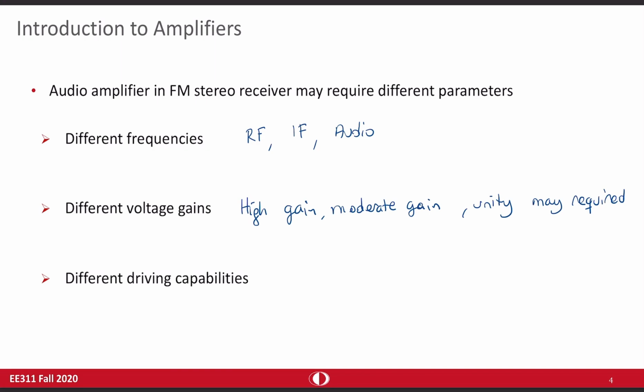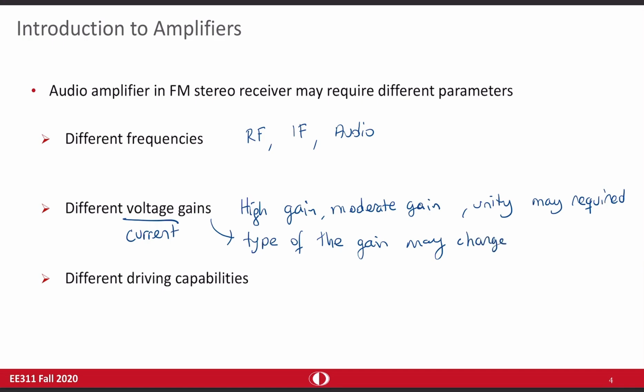And it's not necessarily voltage gain. In some cases, you want to amplify current, right? In some cases, for example, your input can be voltage and output can be current, or vice versa. So the type of the gain may even change.